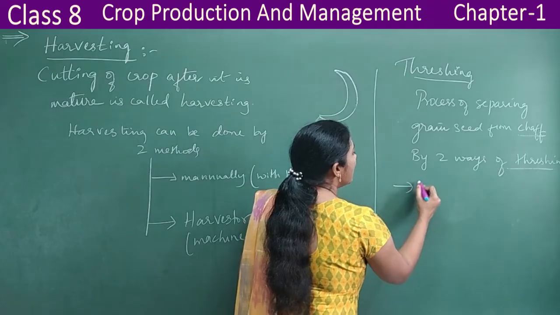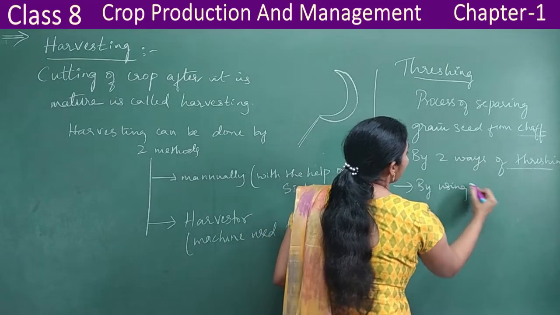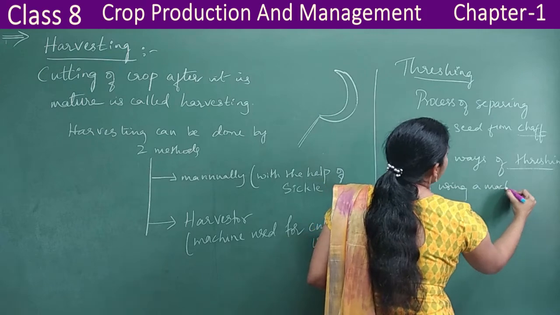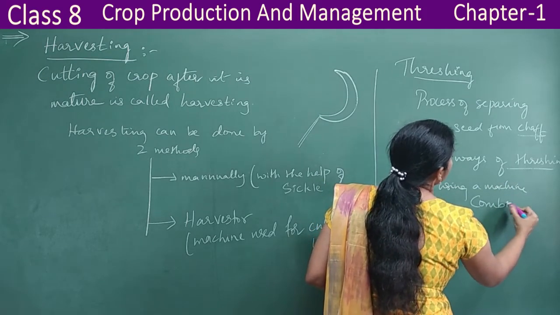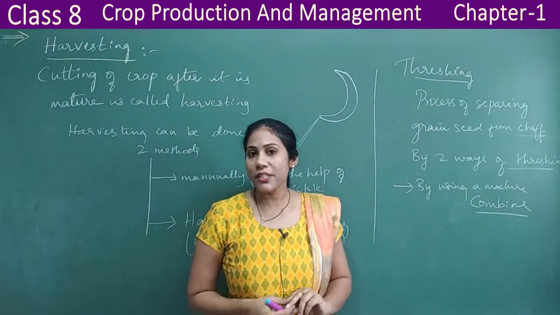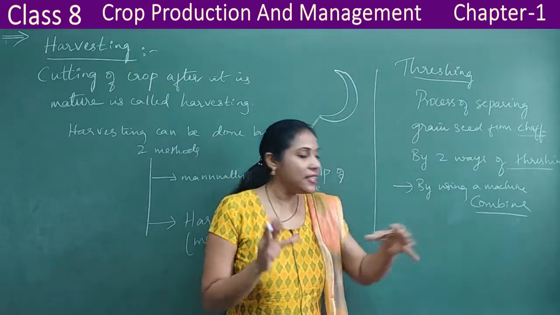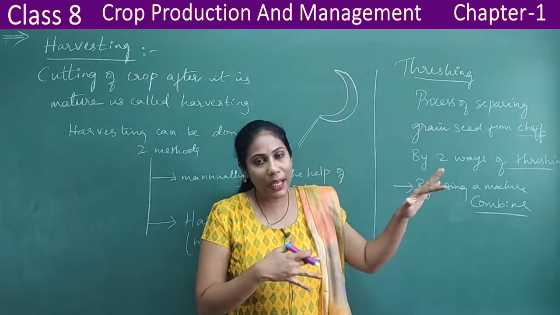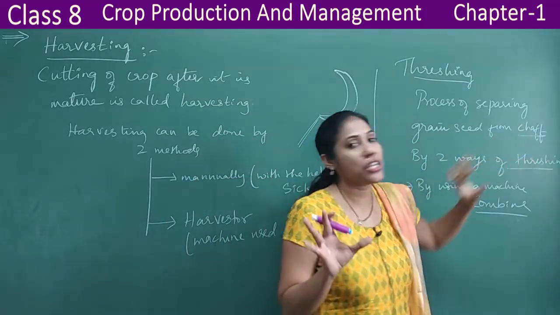One is by using a big machine called a combine. Okay, using a combine. Say if you have a large piece of land, you can use a machine, and this combine is a machine which can cut the plant as well as separate the grain seed from chaff.